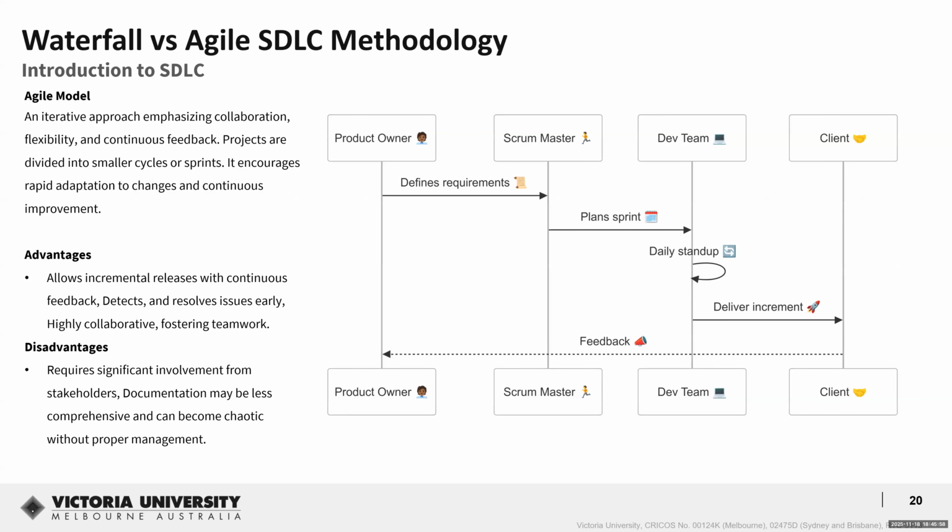And on the other side, we have the agile model, which is an iterative approach emphasizing collaboration. It's flexible and it's improved based on continuous feedback. So a project will be divided into smaller pieces or sprints or cycles, and it encourages rapid adaptation to change and continuous improvement. The advantage is it's very fast.